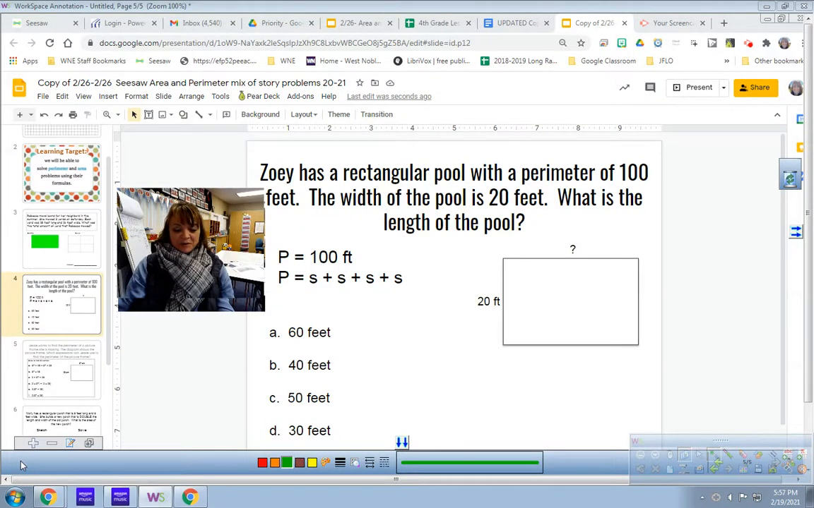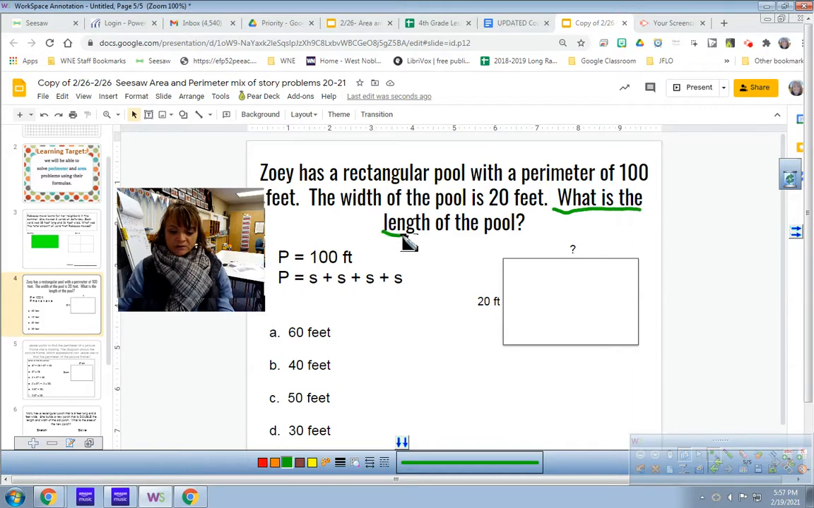Let's tackle this problem. Zoe has a rectangular pool with a perimeter of 100 feet. The width of the pool is 20 feet. What is the length of the pool? I think we better do the W anything and mark up this problem.